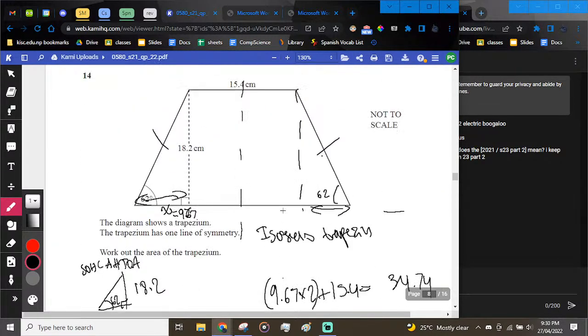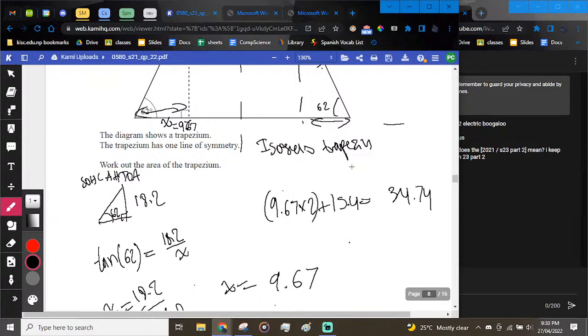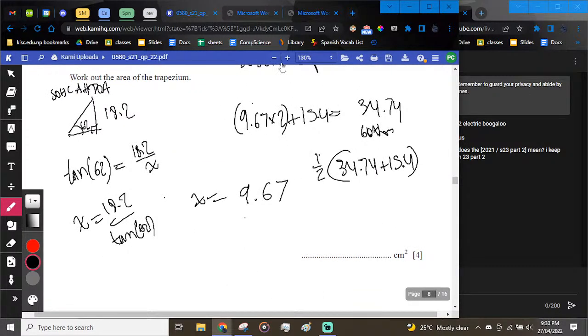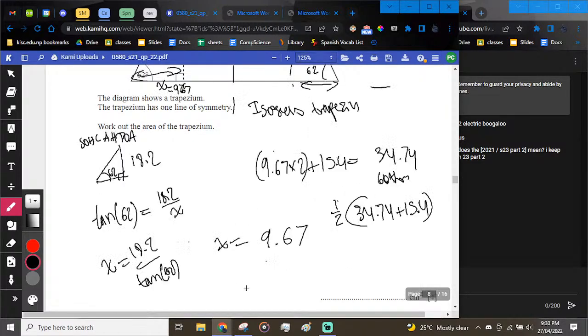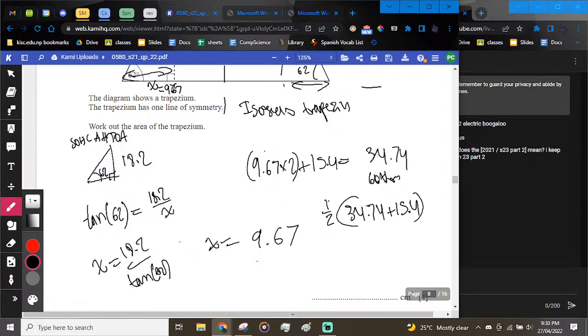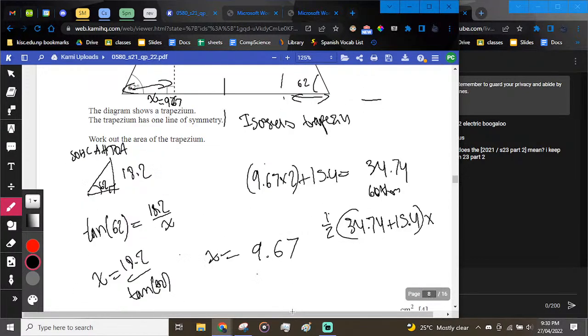Now it's asking for the area. Now that we have the bottom line and the top line and the height, it's very easy. Bottom line 34.74 plus 15.4. Half of that. I don't like this zoom. There. Good zoom. Times the height. We need the height. 18.2.